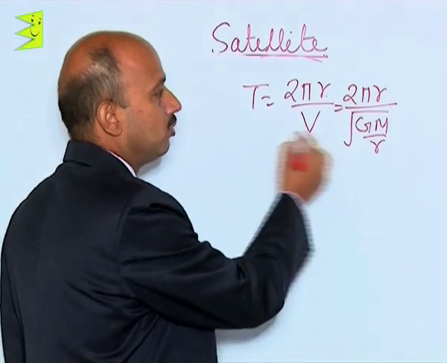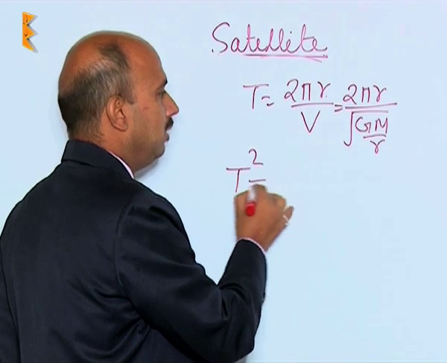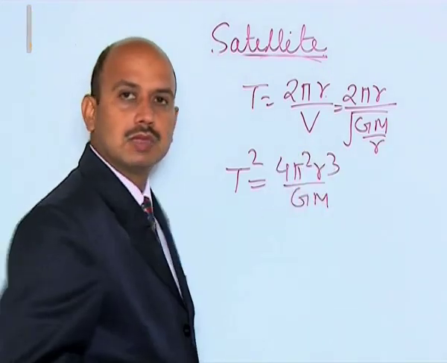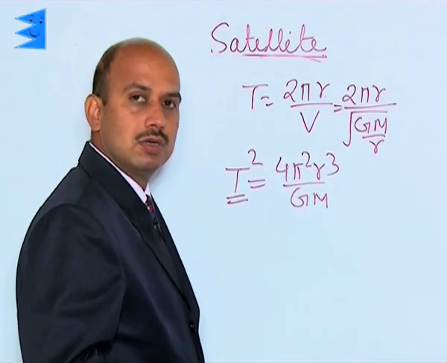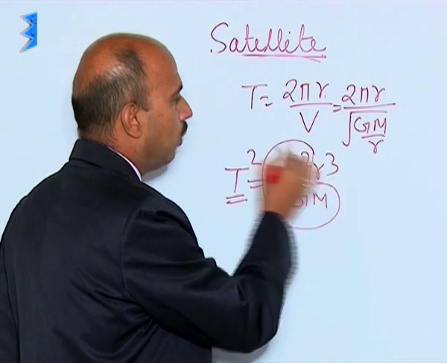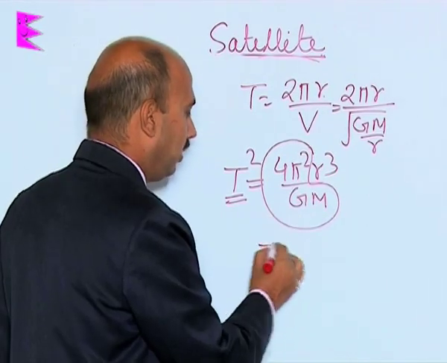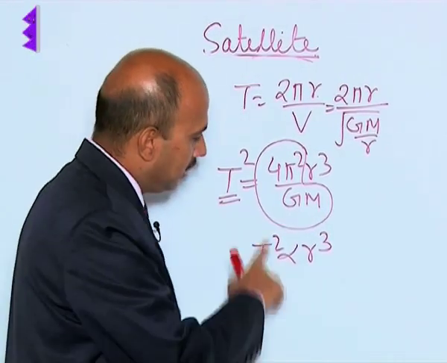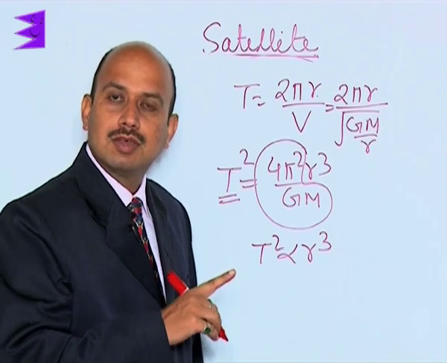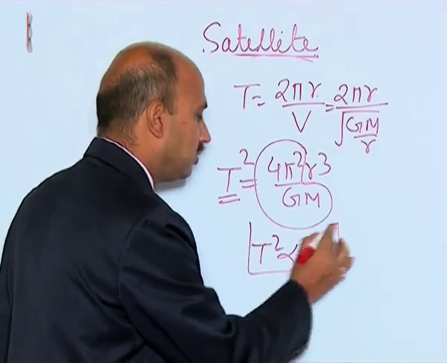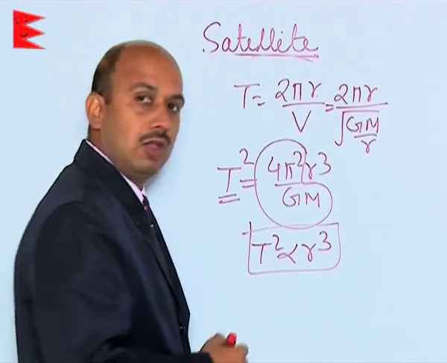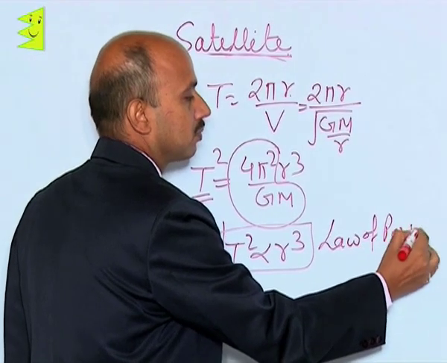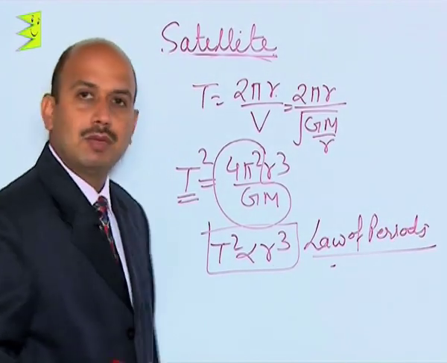Now, if we square both the sides, we will get T square is equal to 4 pi square r cube upon GM. So, this is the formula for the time period. But now see here, this quantity is constant, so we can write T square is proportional to r cube. It means the square of the time period is directly proportional to the cube of the radius, and we have already done this in the starting of this chapter, that is Kepler's law, the law of periods. So, the law of periods we have already done.